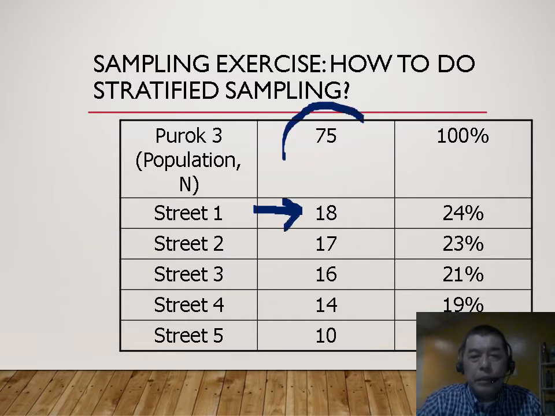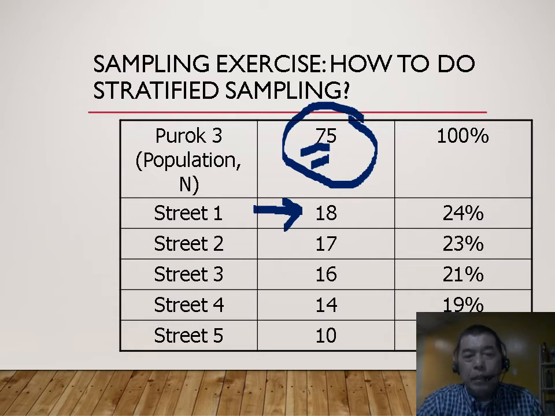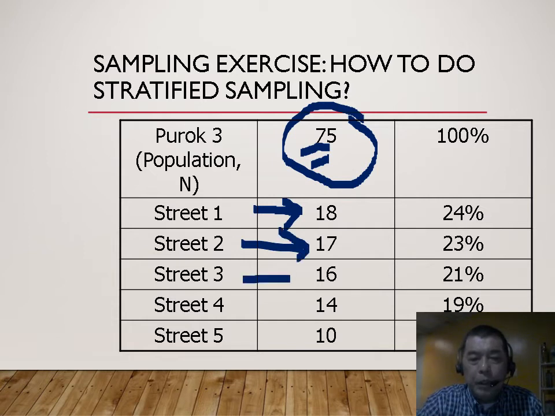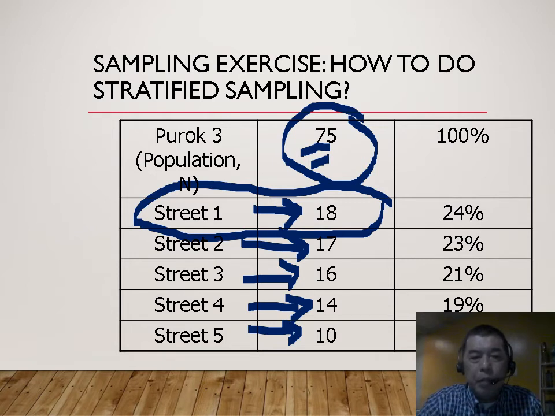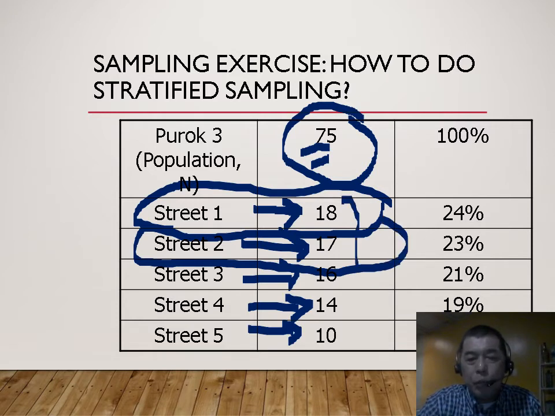So, the stratified sampling, you know that there are 75. And then in street number 2, you have this number of samples that you need. So in other words, more samples were taken from street number 1, and then the secondary population was in street number 2, so that when you total this one, this is 75.